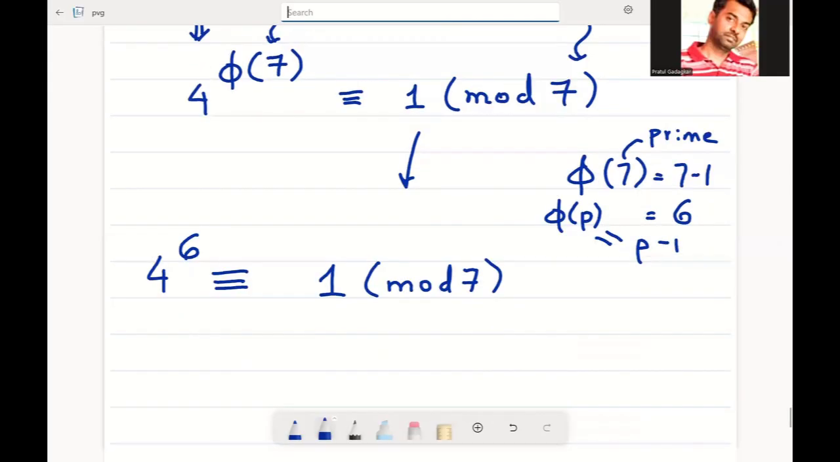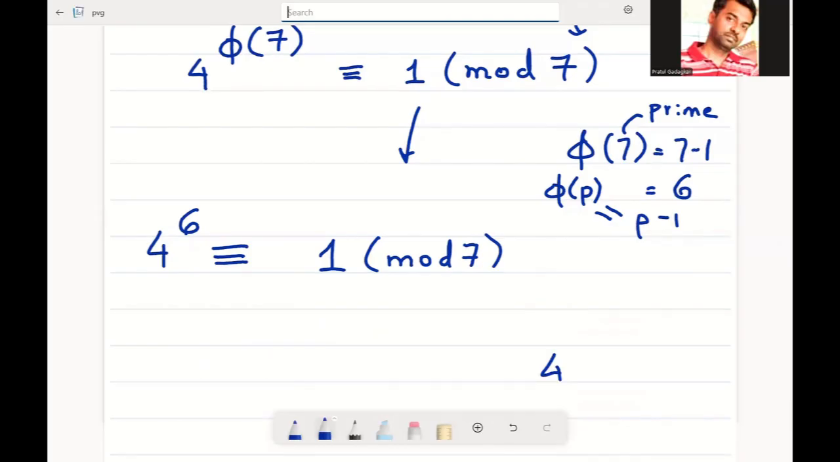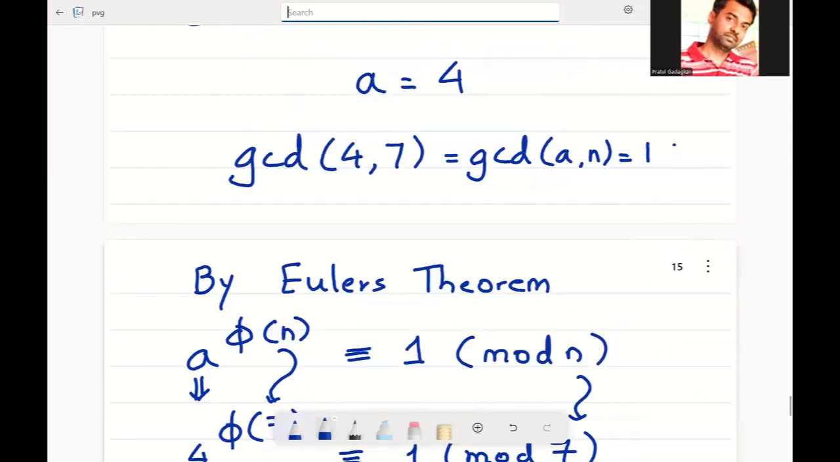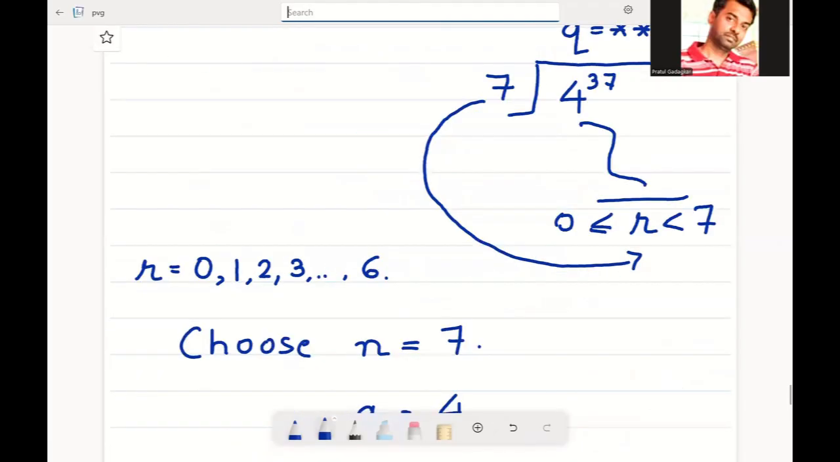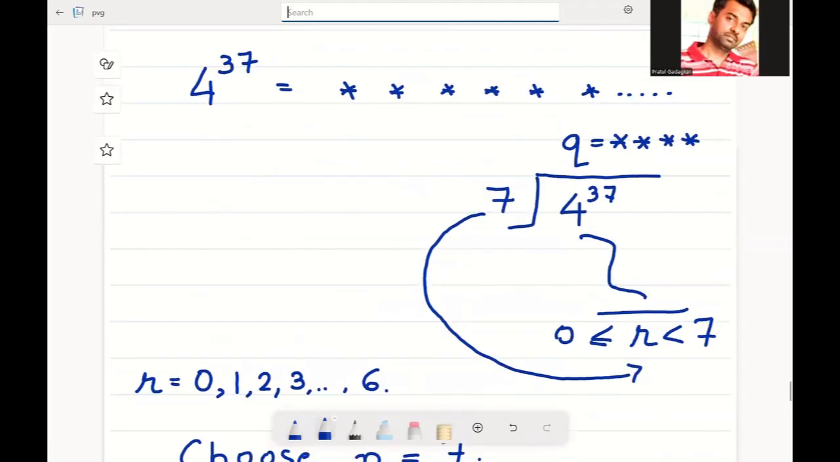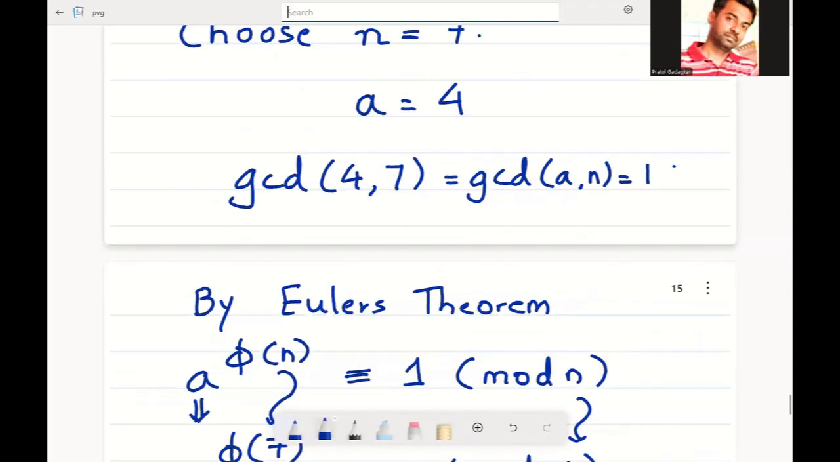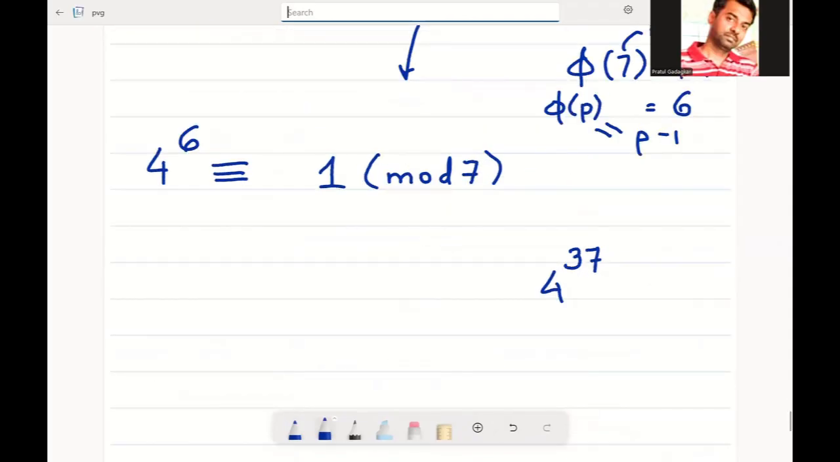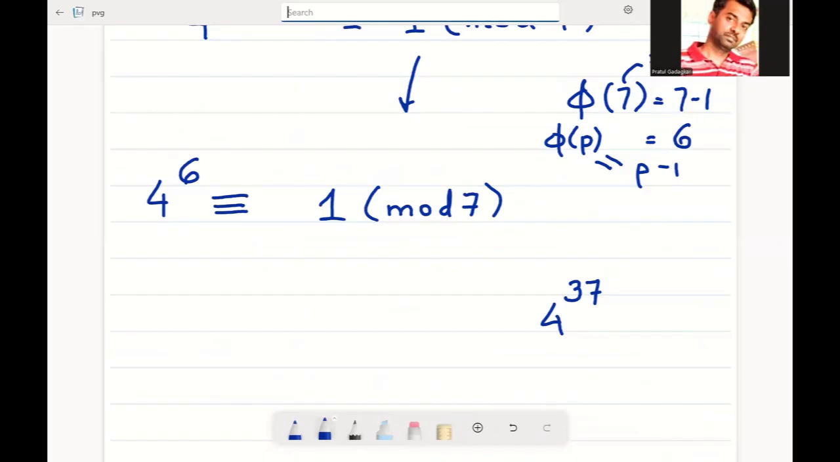Now, which power of 4 do I want? I actually want the 37th power of 4. Let me just look at the question back. Do I need the 37th power of 4? Yes. We need the 37th power of 4. And currently we are at which power? We are at the 6th power.